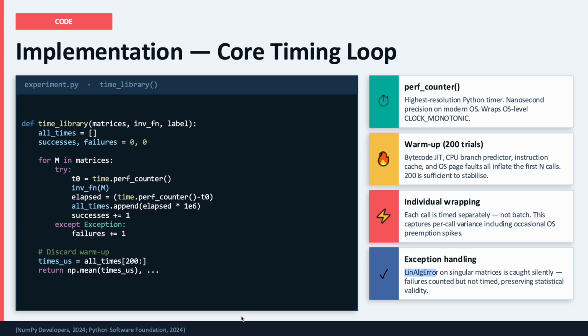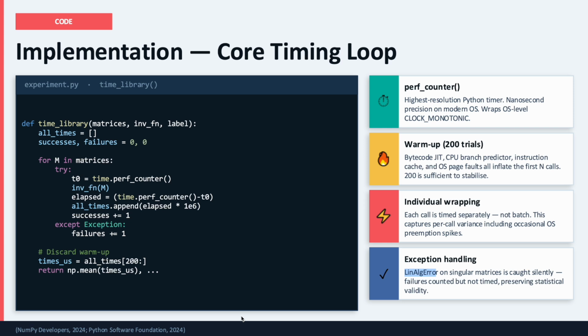Keep the stats clean. So after the looping, we basically use four main implementation choices. The first one is the perf counter, which is an OS monotonic clock, very precise up to nanoseconds. This is exactly the kind of clock that we need for this experiment. Then we use warm-ups, where we discard the first 200 trials just in case there's any slowdown or ramp-up of the system.